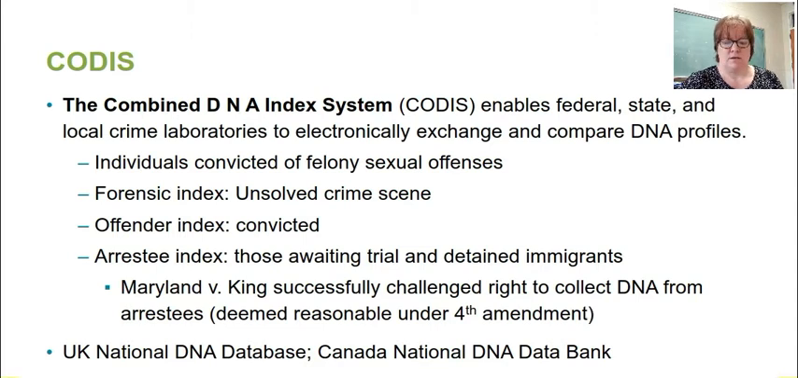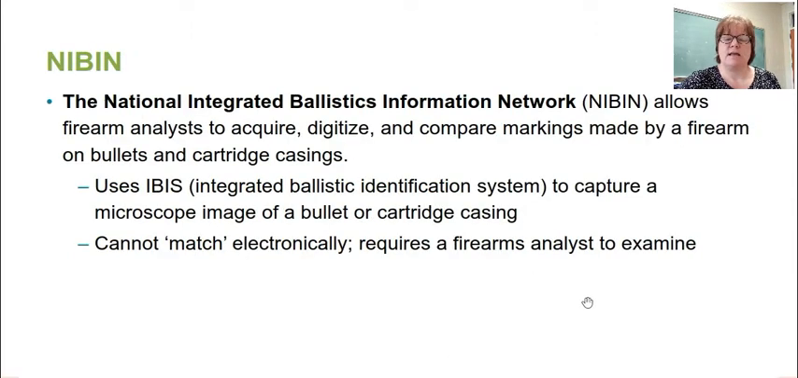Another database is NIBIN, the National Integrated Ballistics Information Network. So this allows firearm analysts to digitize and compare markings made by firearms on bullets and cartridge casings. So these are sort of these striation marks that occur from different weapons. It uses a product called IBIS that captures a microscope image and then digitizes that image and puts it into the database. So this will not do an electronic match.